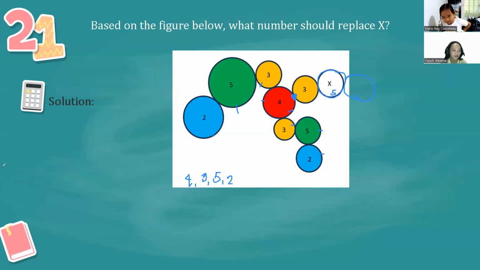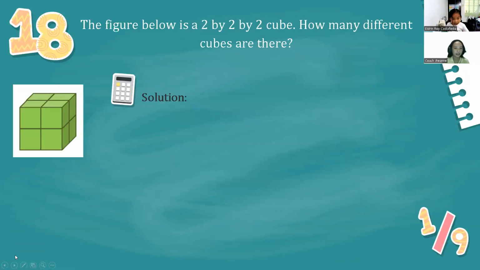Did everyone get that already? Yes. Let's go to this. Let's go to 18, please. Okay, let's go to 18.